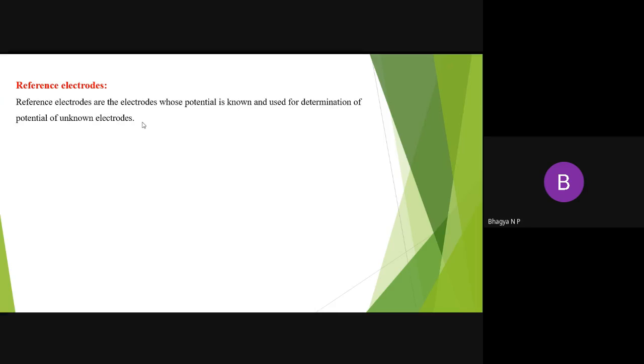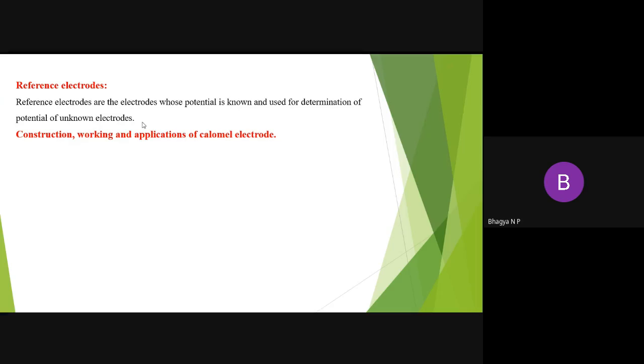As I said, the standard hydrogen electrode belongs to the primary reference electrodes, because it has some limitations of its own. So in order to overcome the limitations, secondary reference electrodes have been constructed. In the secondary reference electrodes, calomel and silver chloride electrodes also come under that group. So in our syllabus, we are going to study the construction, working and application of the calomel electrode.